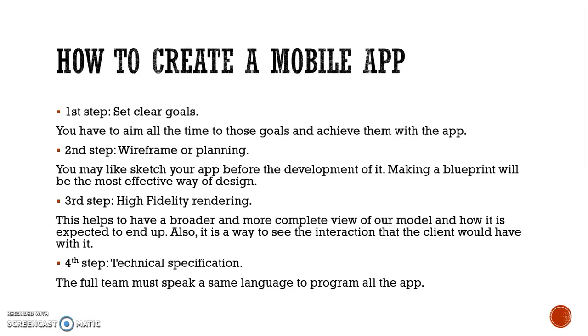Second step is wireframe or planning. It's like sketching all about our app, like the design and what I have to offer in that. So the third step is the rendering. It's like a complete view of my app working in a system. From there I can take notes, like if I can make it easier or change this before the deploy.